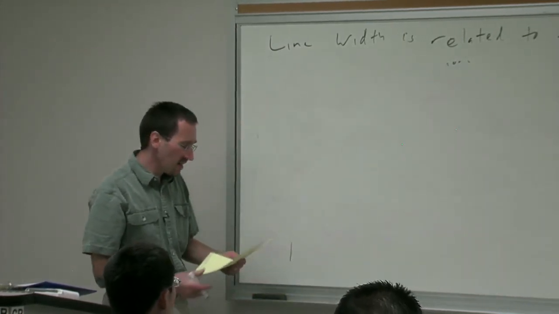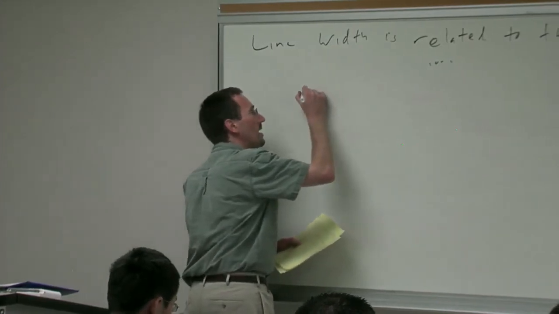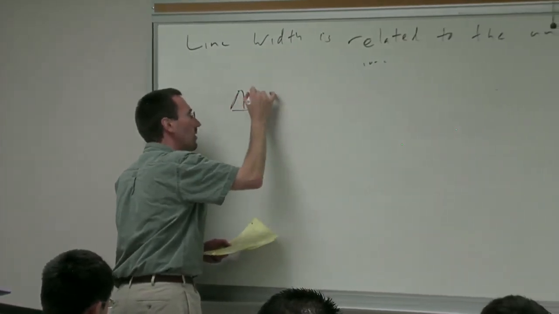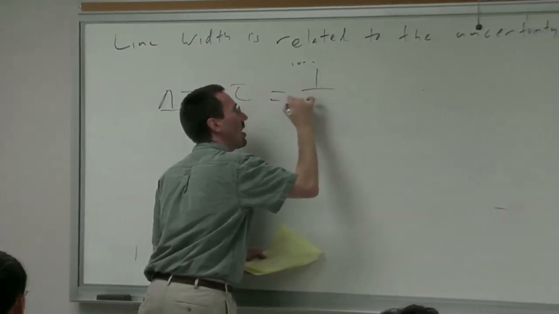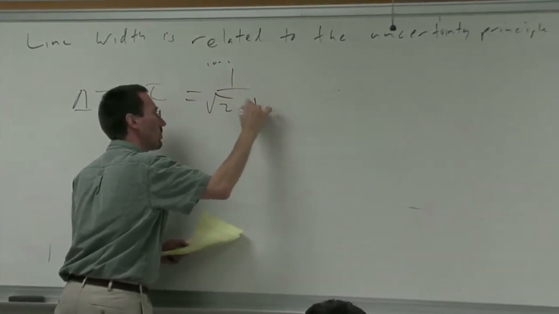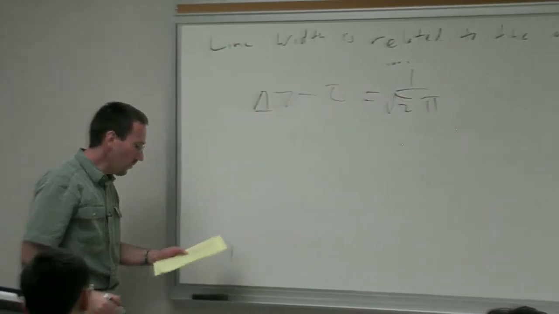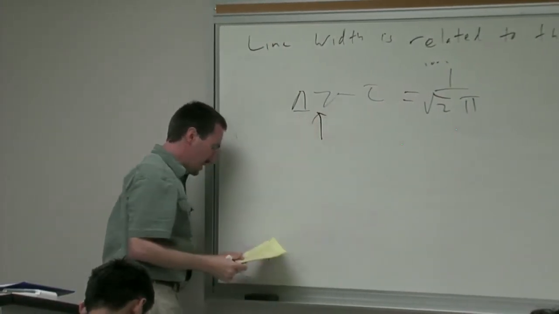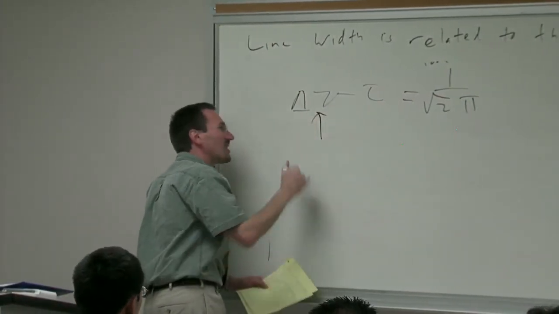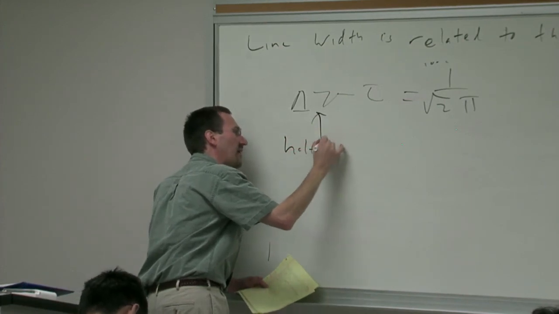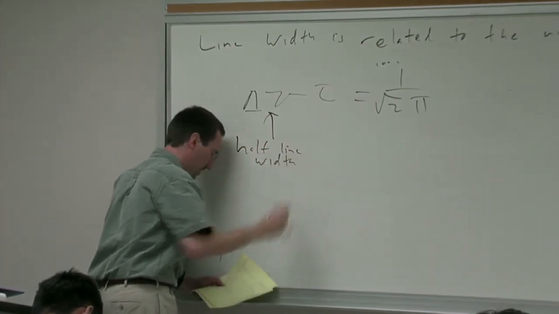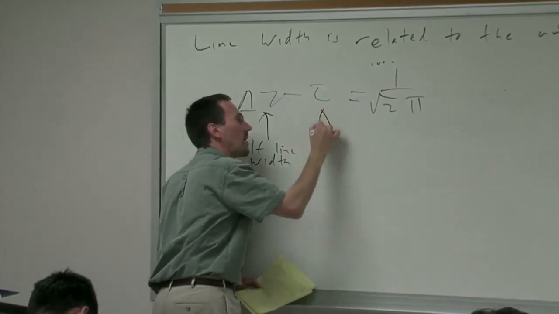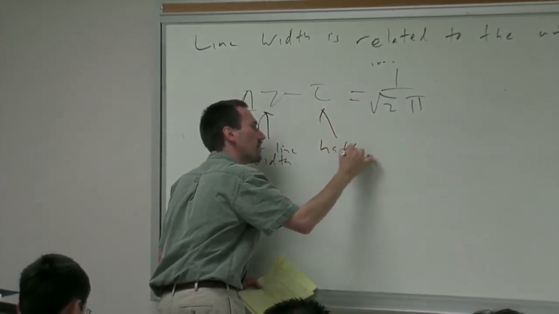And expressed mathematically, what we get is that delta nu times tau is equal to 1 over root 2 pi. I'll call this delta nu the half line width, and you'll see why in a second. And tau is the half-life of the spin.